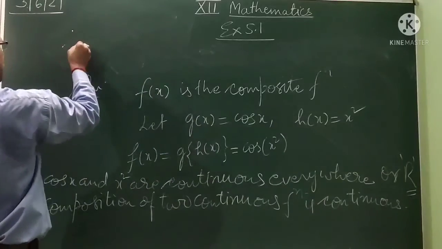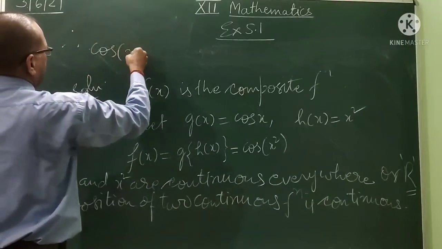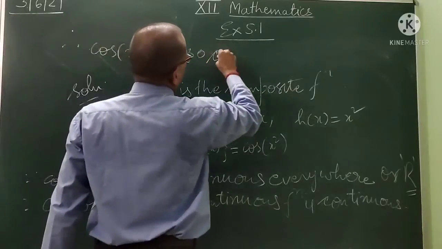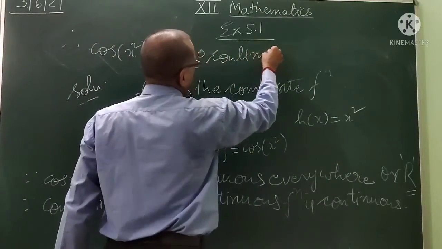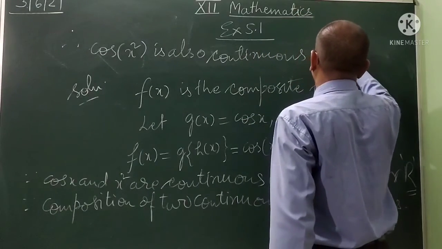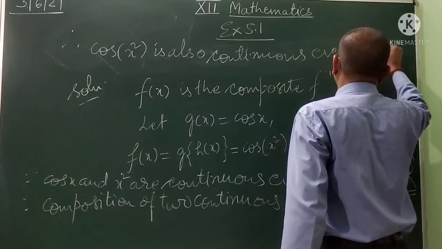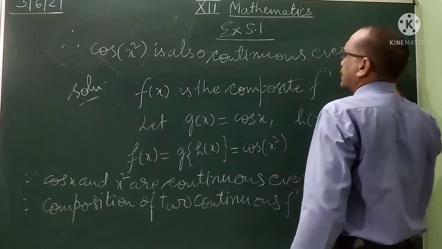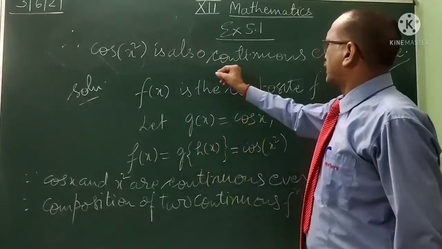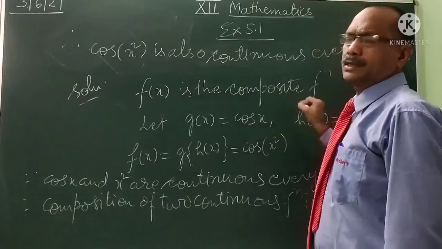Cos x square is also continuous everywhere. This way we can say that the function cos x square is a continuous function.